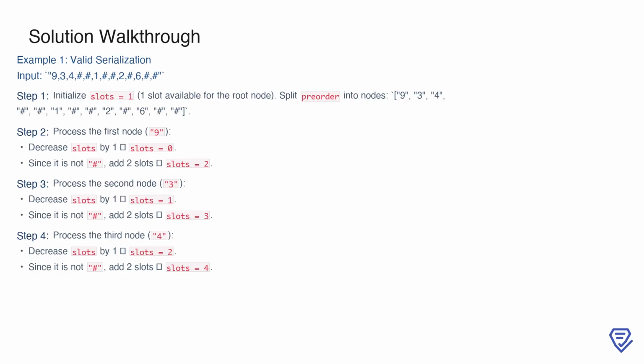Moving forward, the second node, 3, also consumes 1 slot, reducing the count to 1. As it's not null, it provides 2 additional slots, so the slot count increases to 3. The third node, 4, follows the same logic. It consumes 1 slot, leaving 2, and adds 2 more slots, resulting in 4. This process continues for each node in the string.